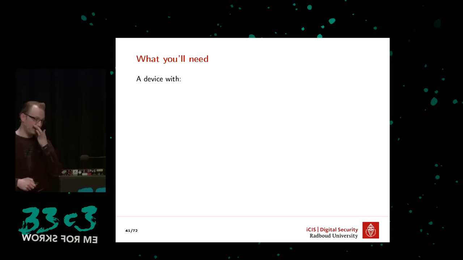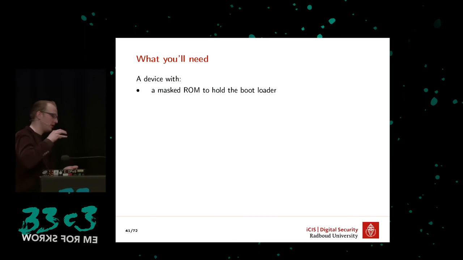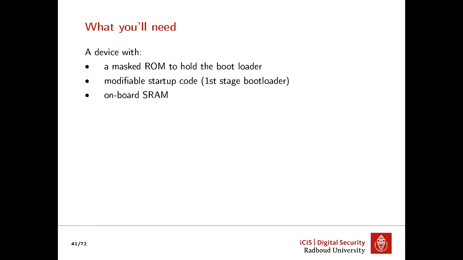So what you'll need is a device with a masked ROM to hold the bootloader. Like the first stage of code needs to be under your control. You need to have that modifiable startup code. You need to be able to modify it, obviously. And you need onboard SRAM to build a PUF on. And then you need some non-volatile memory for encrypted firmware and helper data.